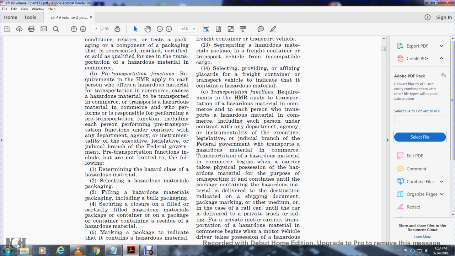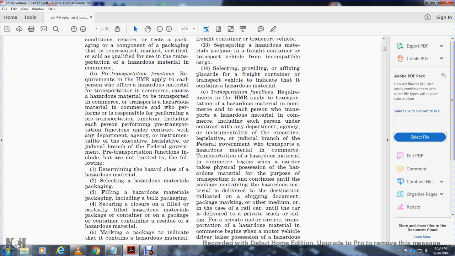Transportation of hazardous material in commerce begins when a carrier takes physical possession of the hazardous material for the purpose of transportation. It continues until the package containing the hazardous material is delivered to the destination indicated on the shipping document, the package marking, or other medium, or, for a rail car, until the car is delivered.